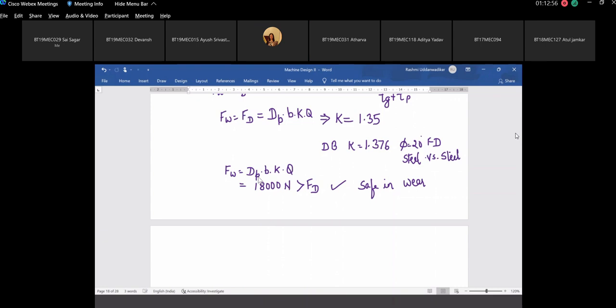B is the face width. K is the hardness factor, and Q is the ratio of the number of teeth. So the wear strength depends upon the size factor, that is the number of teeth that you have selected. Okay. For the value of K, you have referred to table 16.6, load stress factor K.